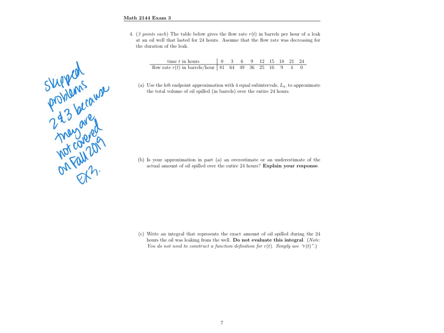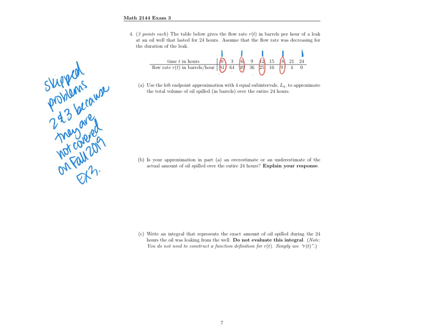The next one tells me the table below gives the flow rate in barrels per hour of a leak of an oil well. So assume that the flow rate was decreasing during the duration of the leak. So I can see that flow rate is decreasing. Then I want to use the left endpoint approximation with 4 equal subintervals to approximate the total volume spilled in the entire 24 hours. So if I want to do 4 equal subintervals, I want to divide this into 4 equal pieces. And I want to use the left-hand endpoint approximation, so I'll take the left-hand side of each of these intervals to use for my approximation.